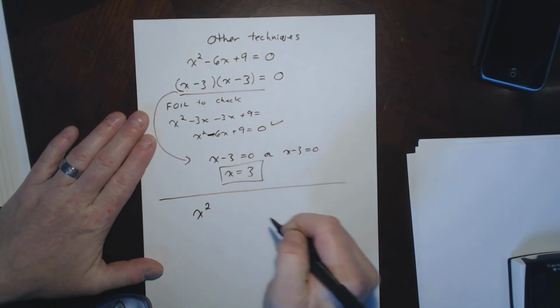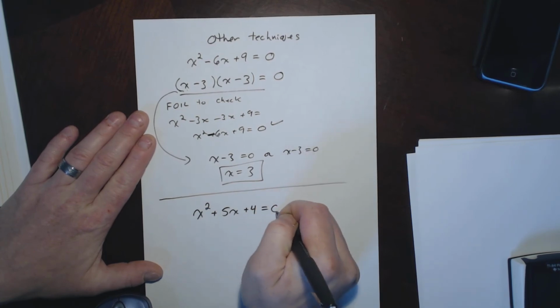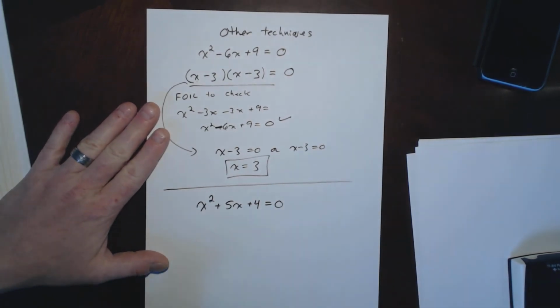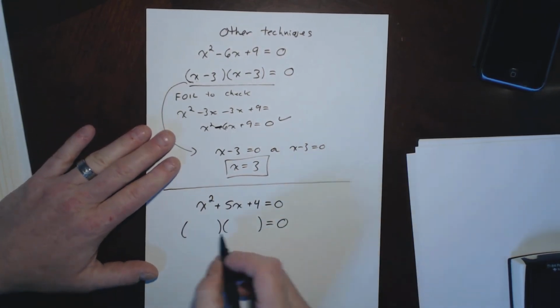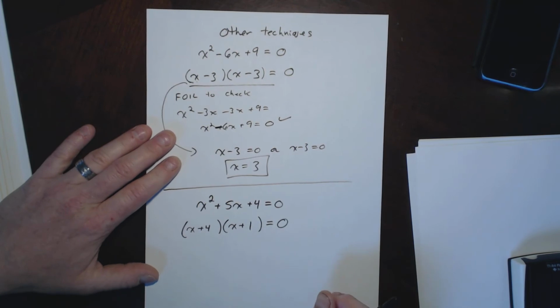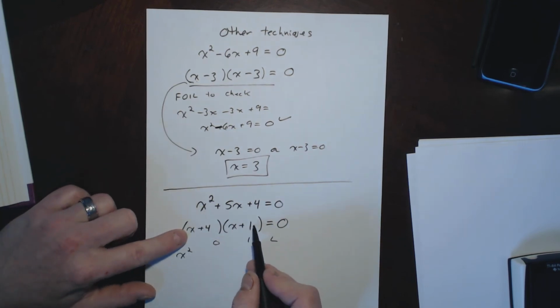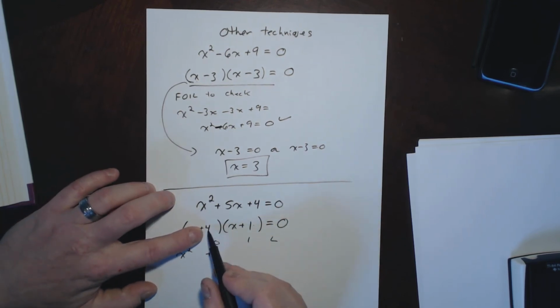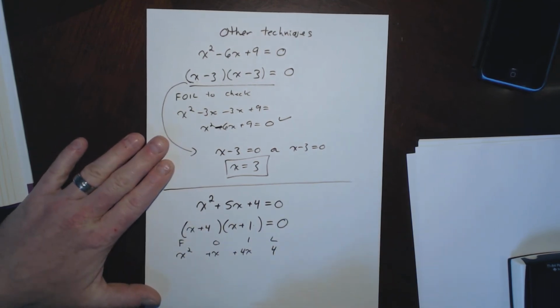Another type is something like x squared plus 5x plus 4 is equal to 0. Here I'm going to try to factor this using our double distributive property. I'm going to try x plus 4 and x plus 1. Here, x times x gives me x squared. That's great. Now again, I'm foiling here. My outers are going to be x times 1. That's going to be plus x. My inners are going to be 4 times x, which is 4x. And then my last is going to be 4 times 1, which is going to be equal to 4.